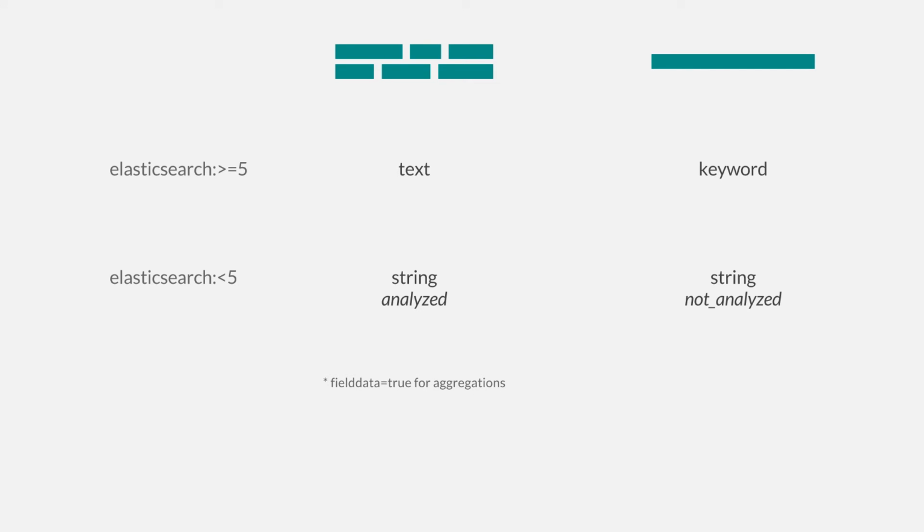Also, from Elasticsearch 5 onwards, by default you won't be able to do a terms aggregation on a text field, meaning a field that is split up into terms. You will need to set fielddata true inside the mapping for this field, so that Elasticsearch will be able to do a terms aggregation on that field.